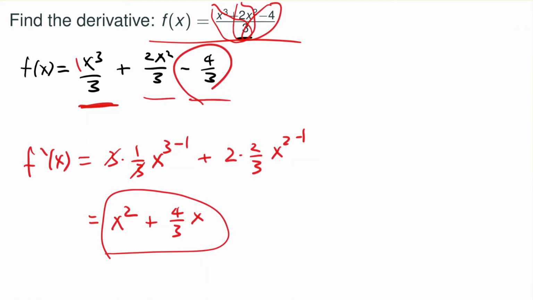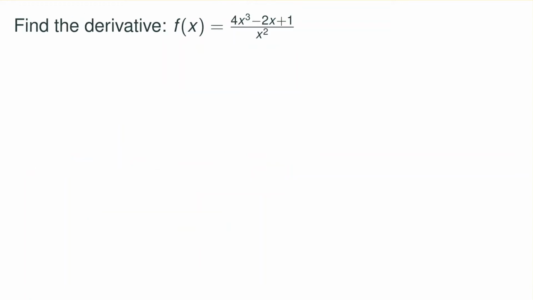And if you use the quotient rule, you will still get the equivalent thing. But simplifying and rewriting this way is a lot faster than using the quotient rule here, because the quotient rule is not necessary here. Find the derivative of the function (4x cubed minus 2x plus 1) over x squared. So here we have to use the quotient rule.